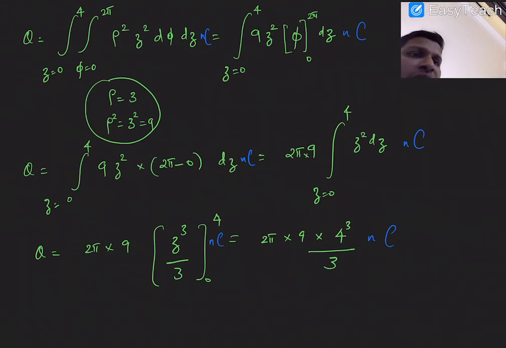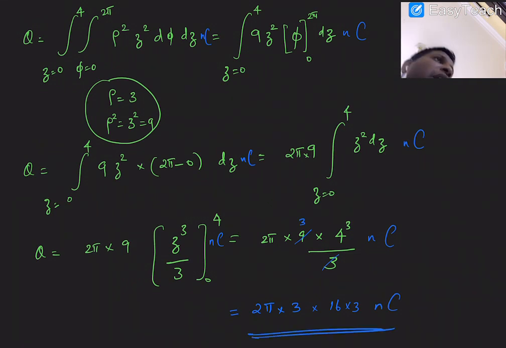So you will get this answer as 2 pi into, you see here this is 9 over 3, this becomes 3 into 4 cube. So 4 square is 16, so 16 into 3, this much nanocoulomb. You can multiply and get the answer. I think the answer is coming to be 1.206 microcoulomb. This final answer is written in terms of microcoulomb.